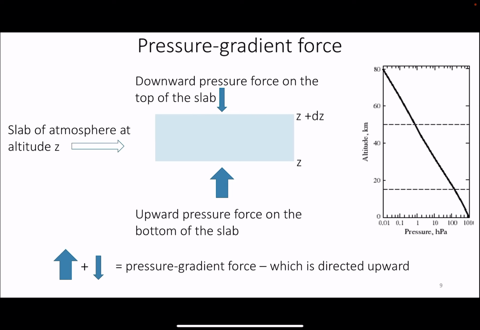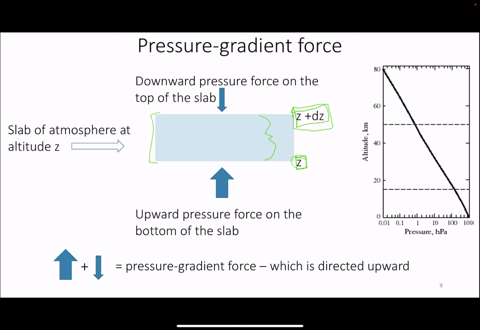This can also be explained using a fairly simple little box model here. So we've got a blue slab of the atmosphere. It sits at some random altitude z. The bottom of the slab sits at altitude z. The top of the slab sits at z plus whatever this distance is, z plus dz. And so the pressure at z is going to be greater than the pressure at z plus dz because, like I just said, when you're standing here, you've got more of the atmosphere on top of you than when you're standing higher, when you're standing here.